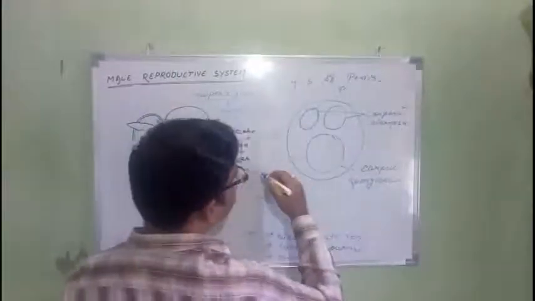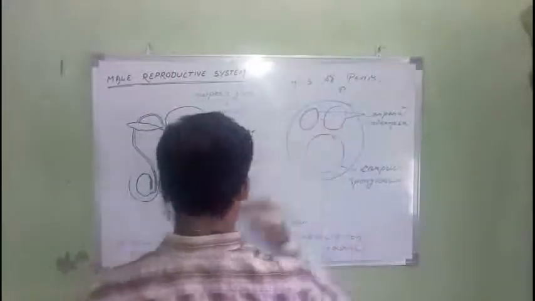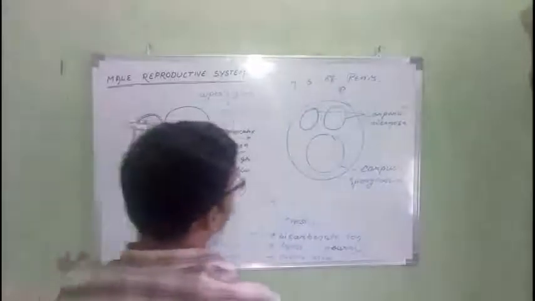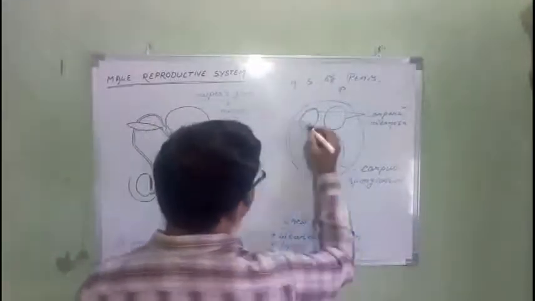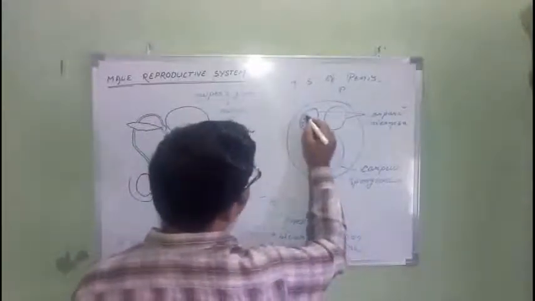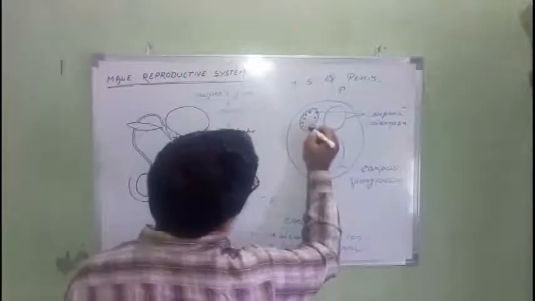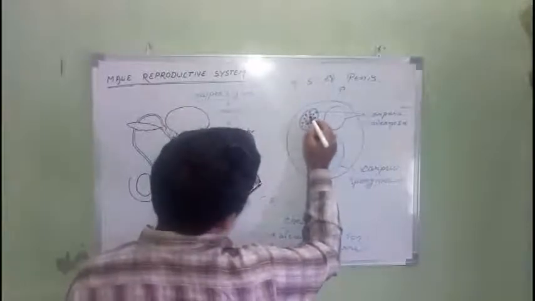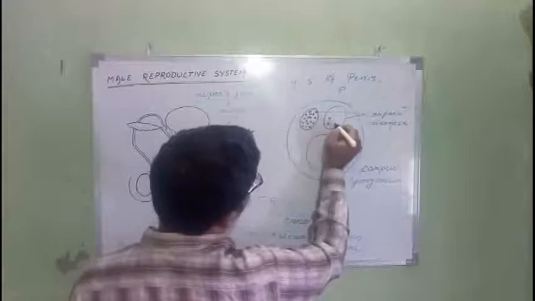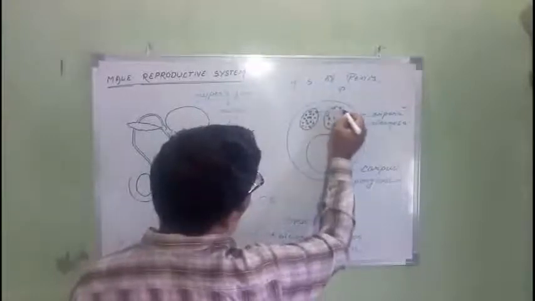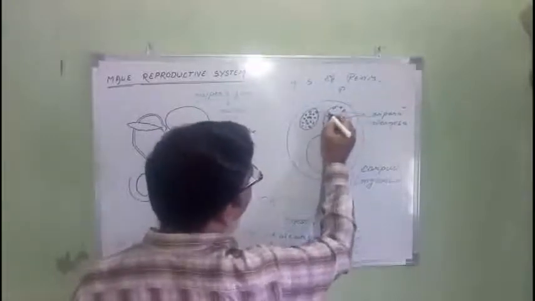Actually, in these three, first of all, I want to tell you that inside this, blood vessels are present. So many blood vessels are present here. Yes or no? What are present here? Blood vessels. Here also blood vessels are present. These are the blood vessels.